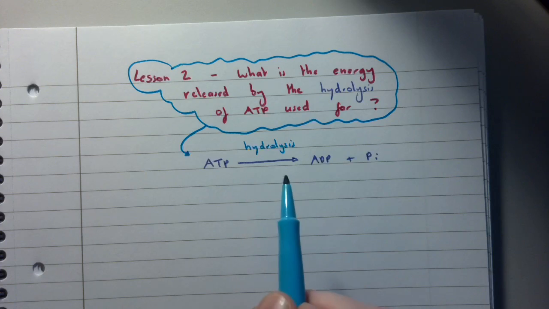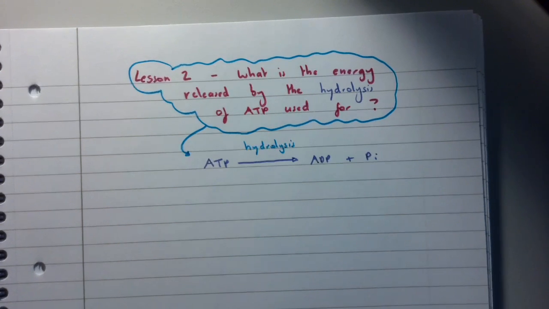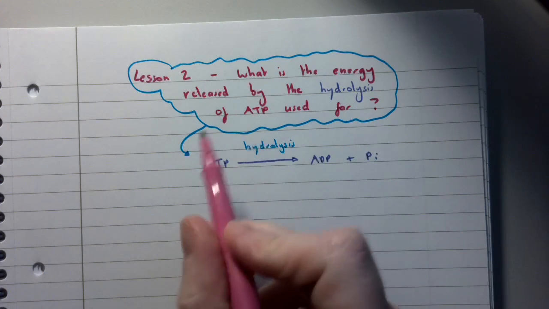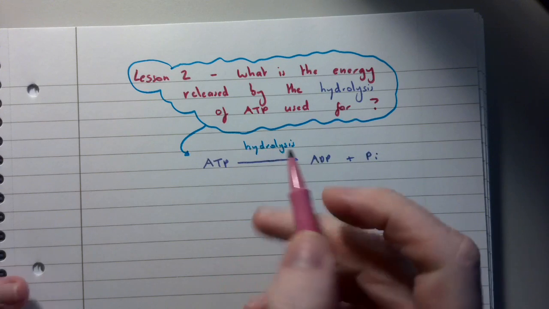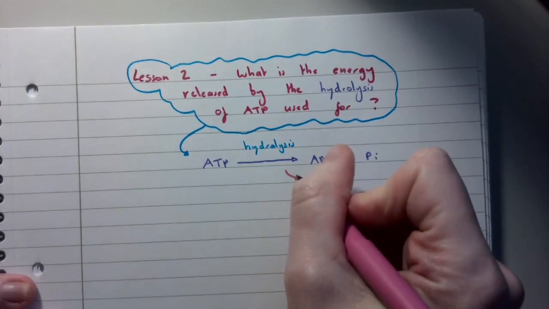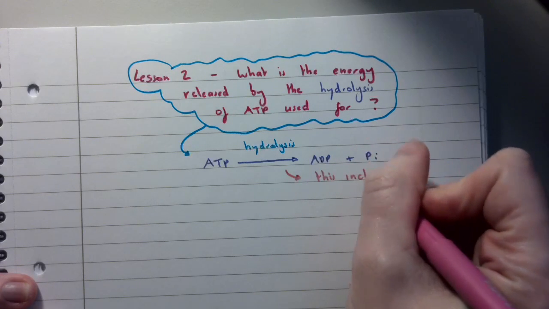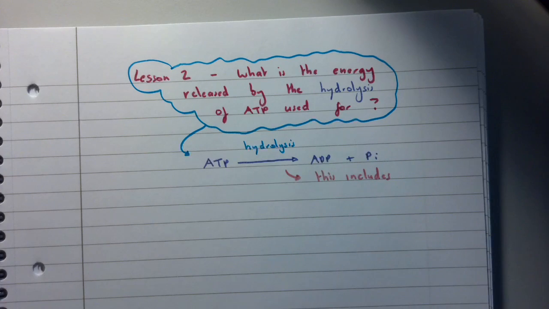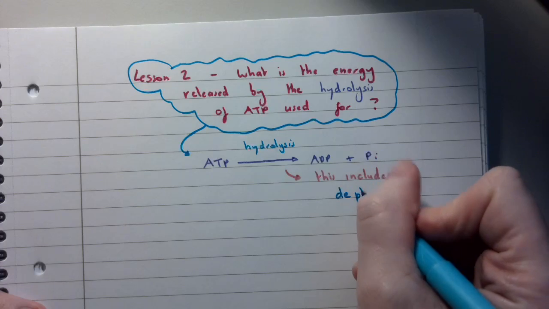So de means remove, phosphorylate is the phosphate group. However, I have noticed, particularly for OCR, that some of the mark schemes don't allow dephosphorylation if you're naming the type of reaction. So stick to hydrolysis if they ask you what type of reaction it is. But I'm just going to write down that this includes what we call dephosphorylation because you're removing a phosphate group from the ATP. So it's de to remove, phosphorylation.